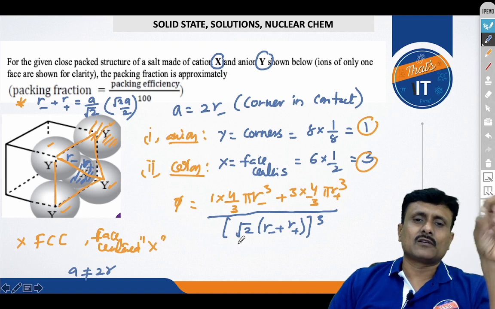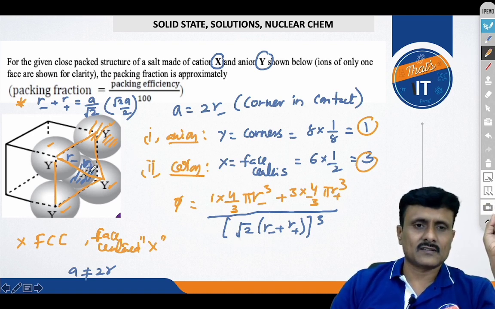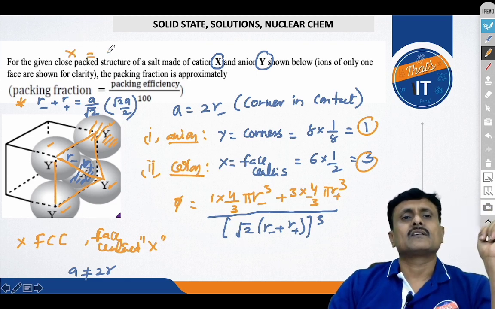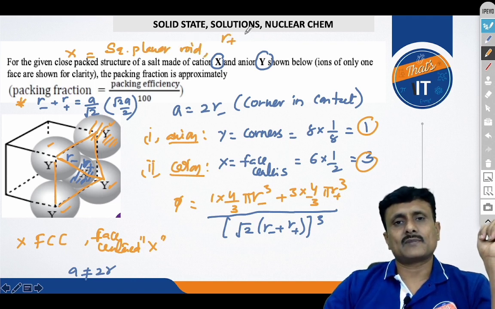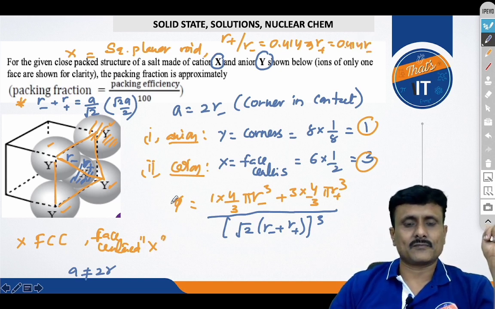Now we have to get rid of this R plus and R minus. For that, you can see X is present in the square planar void. For square planar void, the ideal radius ratio, that is R plus by R minus, is equal to 0.414. Therefore, R plus is equal to 0.414 R minus, which I am going to substitute here. What do I get?